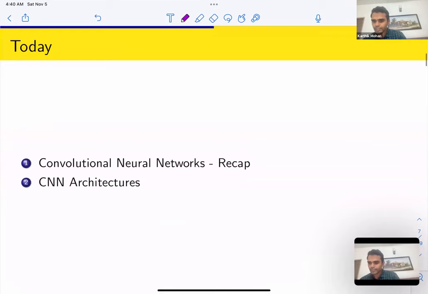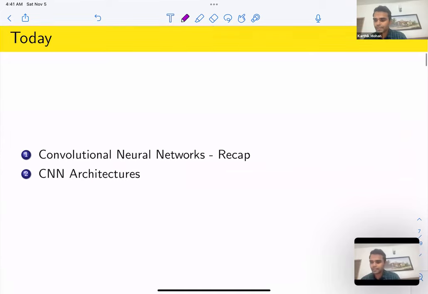Okay, so today we'll do a recap of CNN, convolutional neural networks, and we'll also look at some CNN architectures and their evolution across the last decade or so. So it's been more than a decade. Yeah. So the popular ones, it's been a decade.